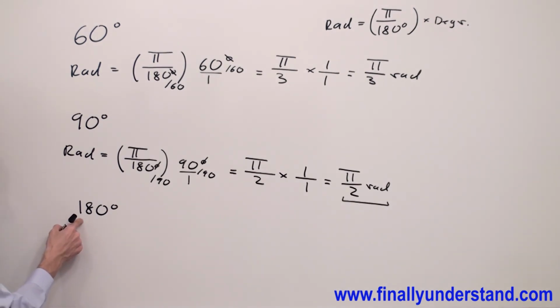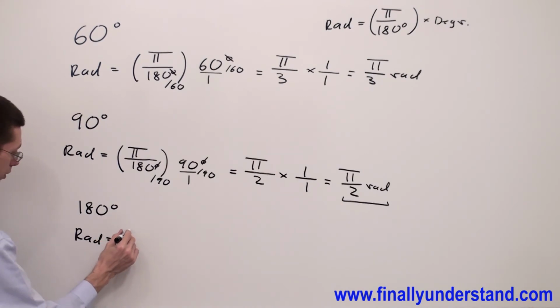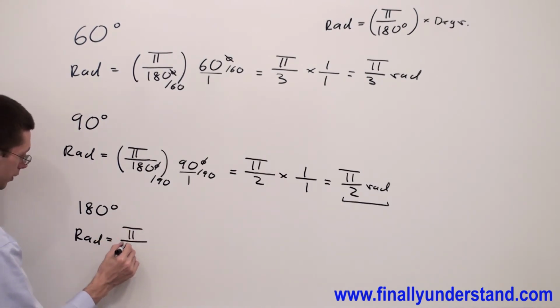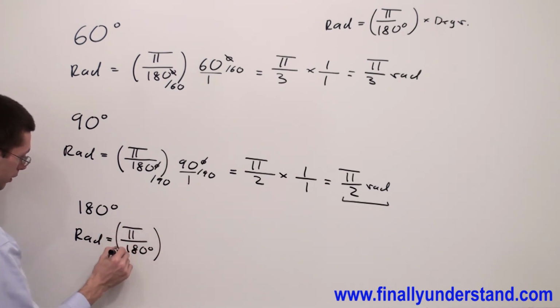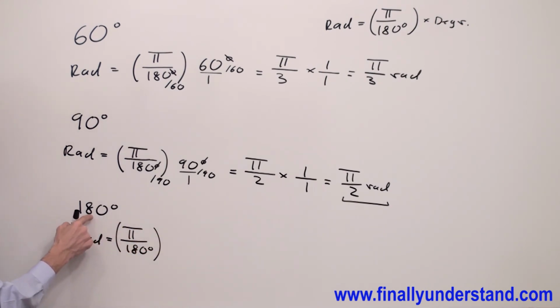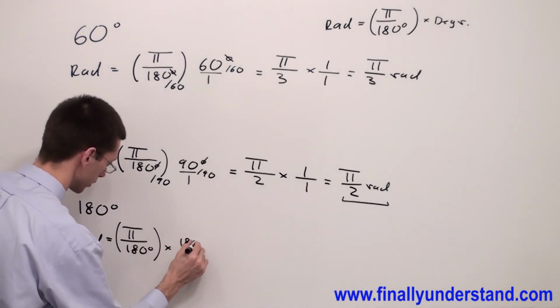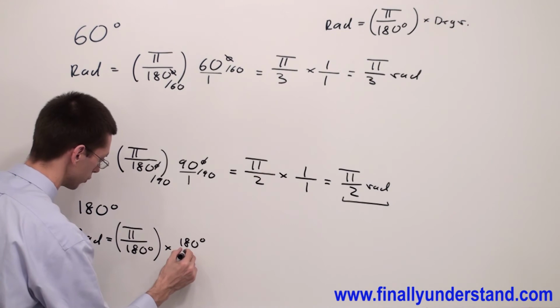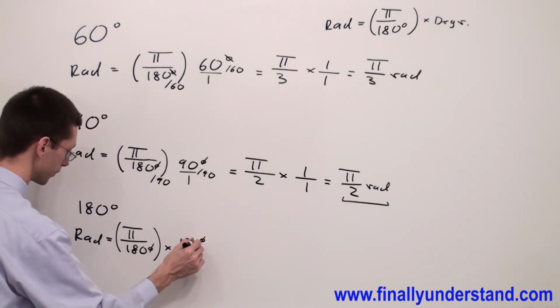Let's take a look at the third example. I have radians equals pi over 180 degrees times 180. Remember, a whole number can be converted to a fraction over 1. Degree and degree will cancel out.